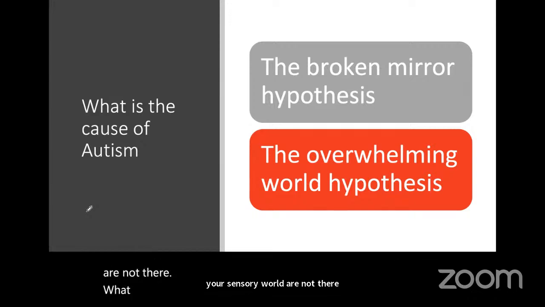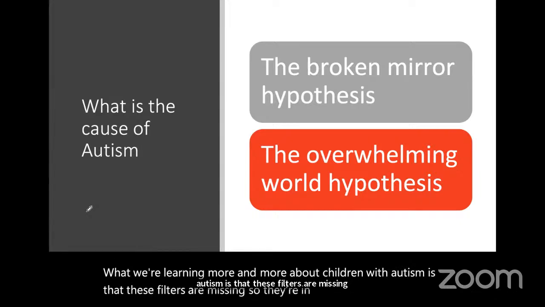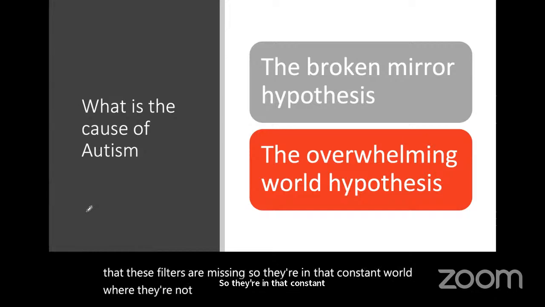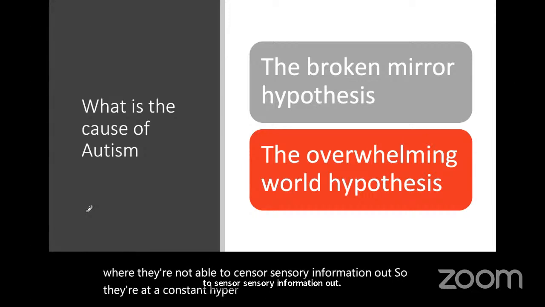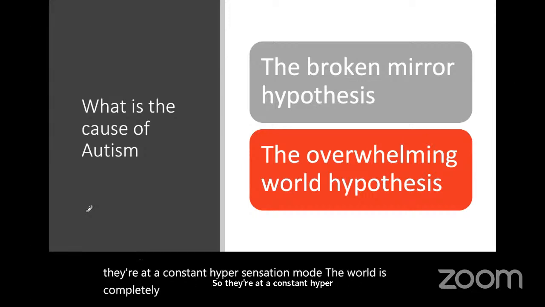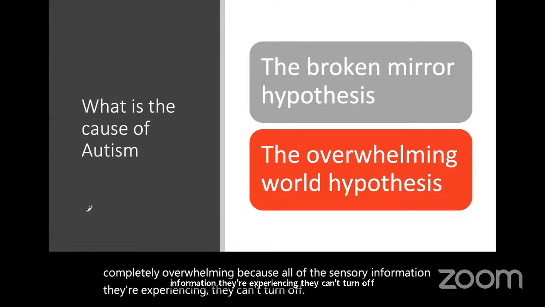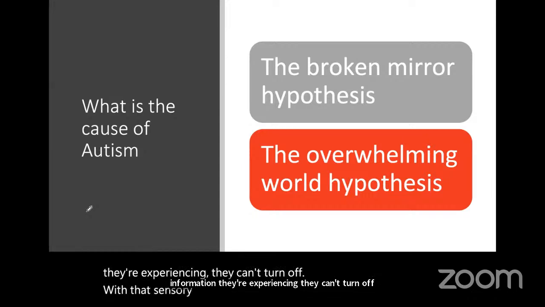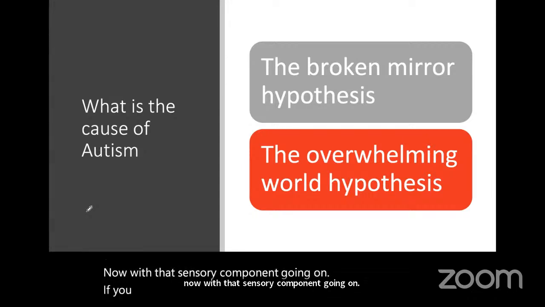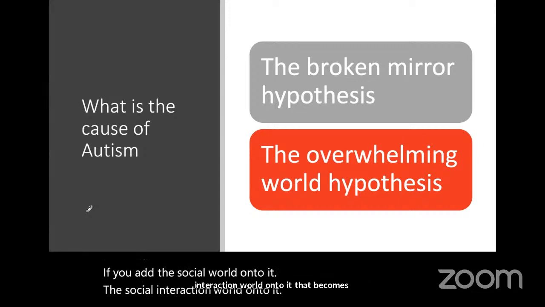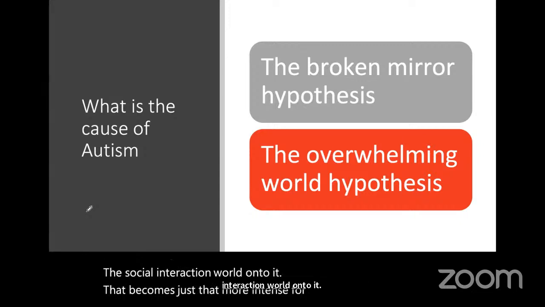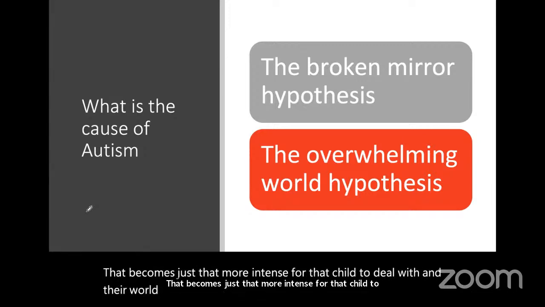What we're learning more and more about children with autism is that these filters are missing. So they're in that constant world where they're not able to censor sensory information out. So they're at a constant hyper sensation mode. The world is completely overwhelming because all of the sensory information they're experiencing, they can't turn off. Now, with that sensory component going on, if you add the social interaction world onto it, that becomes just that more intense for that child to deal with, and their world becomes too overwhelming for them to handle.